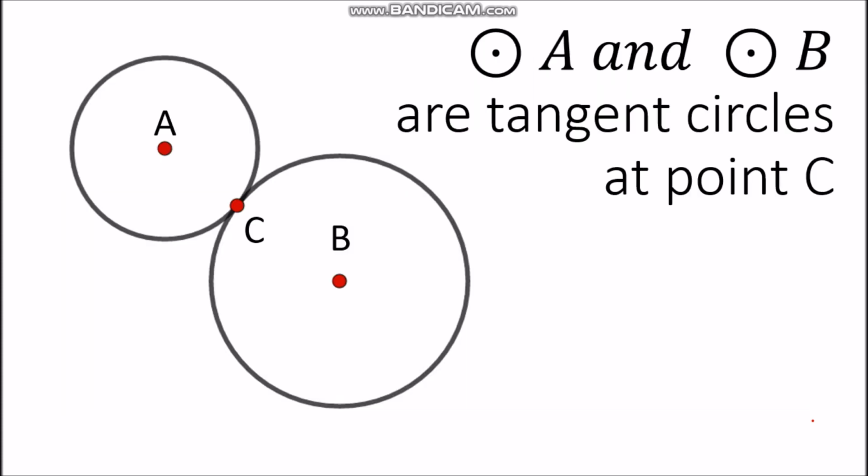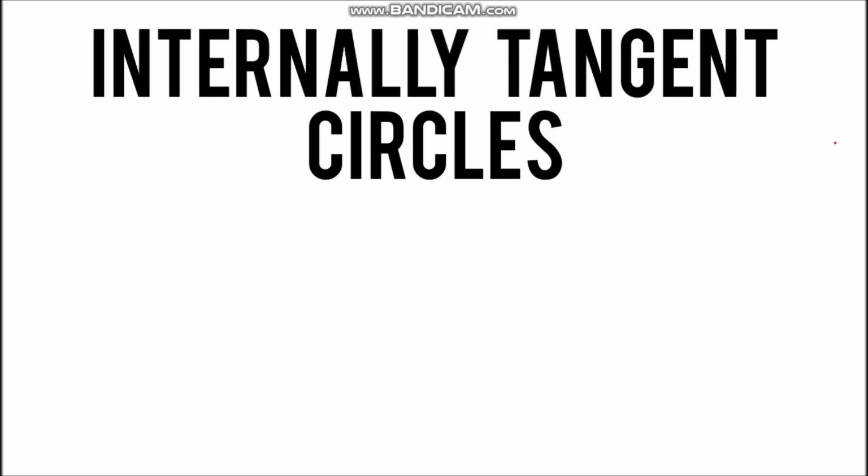So for example, you have here circle A and then circle B. So we can say that these two circles are tangent circles since they intersect at 1 point, which is point C. So if there is only 1 point of intersection or 1 point of tangency, then the two circles are referred to as tangent circles.